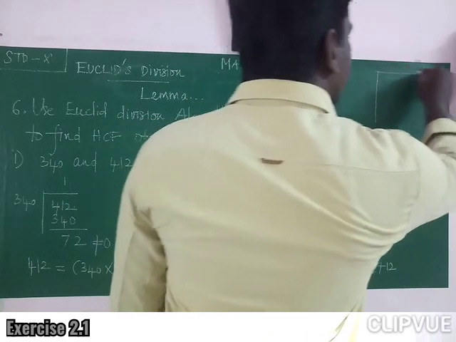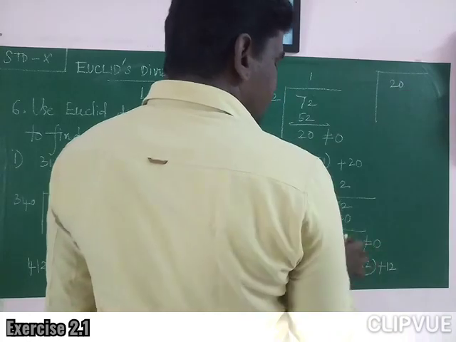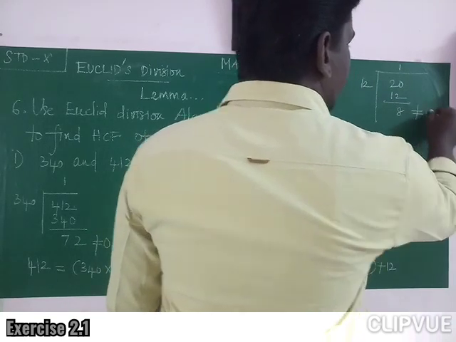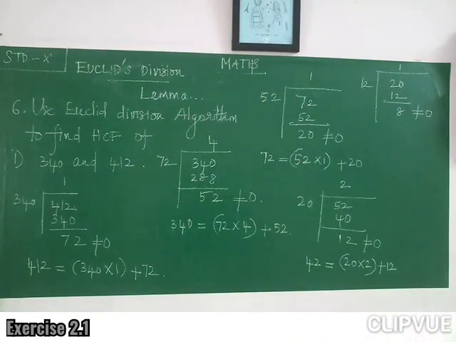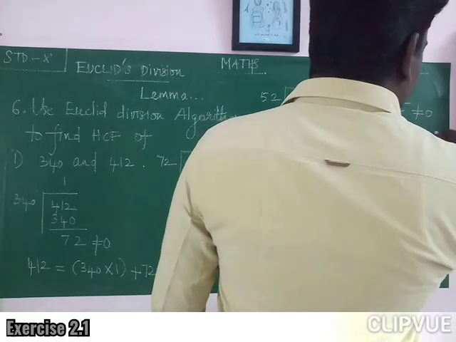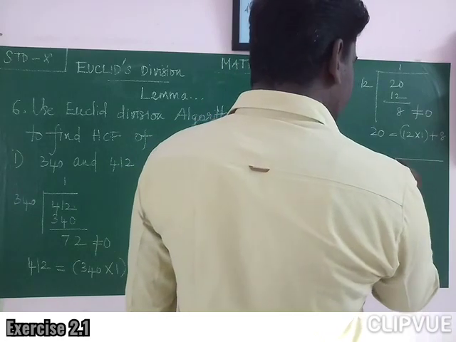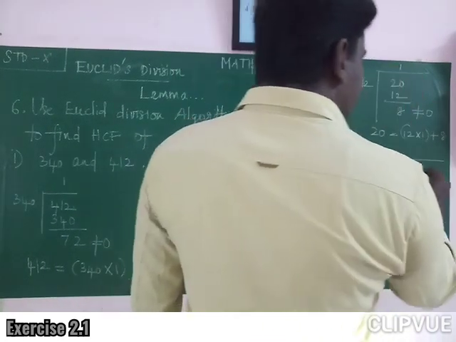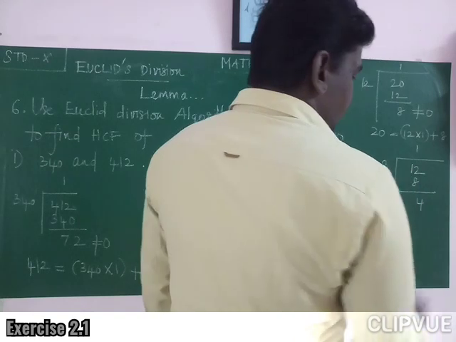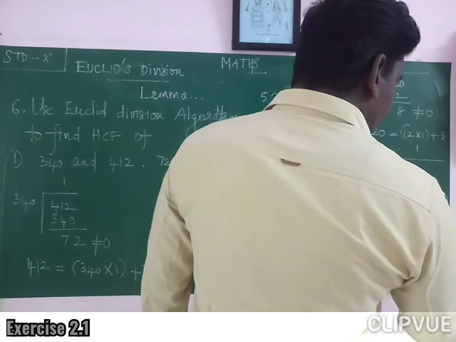The next step, I am going to take this 20 as the dividend and this 12 as the divisor. So 1 time 12, remaining 8. It is not equal to 0. So this 20 can be written as 12 into 1 plus 8. Again, this will be the divisor and this will be the dividend. So 1 time 8, remaining 4. Not equal to 0. Next, this 12 can be written as 8 into 1 plus 4.